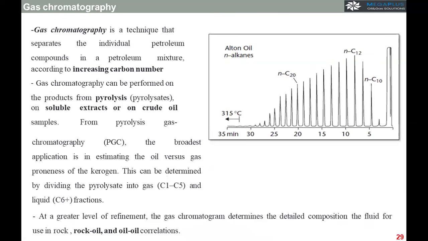Gas chromatograph, this is very important just to know the amount of C present from the gases. Its technique separates individual petroleum components. Increasing carbon number, increasing the oil specific gravity, decreasing the API. Also, it's coming from the pyrolysis to soluble extract oil, the crude oil.